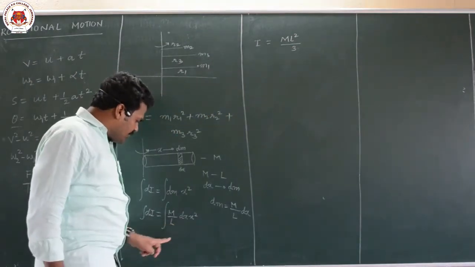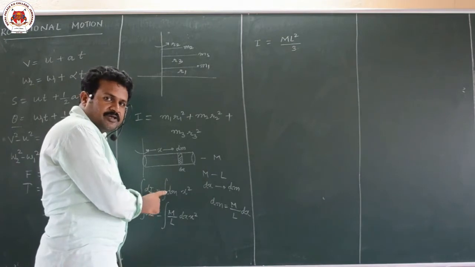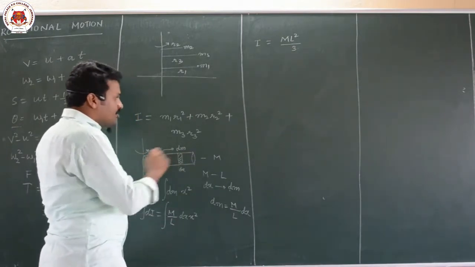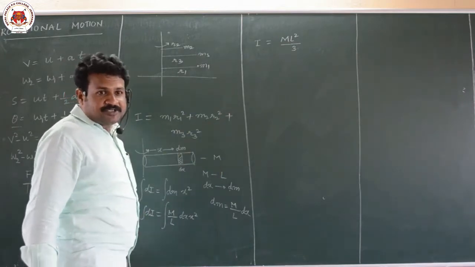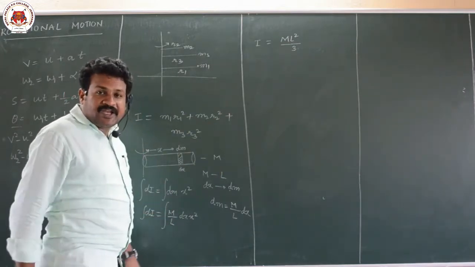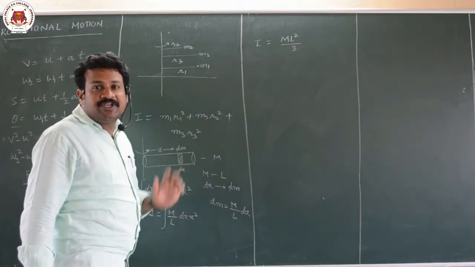You get x cube by 3, substitute upper limit L and lower limit 0, because dm varies from 0 to L. This is the axis of rotation. This is the moment of inertia. Moment of inertia depends upon the axis of rotation and the distance of the particles from the axis.